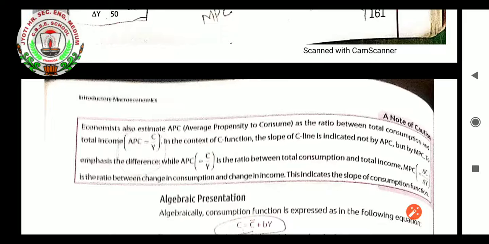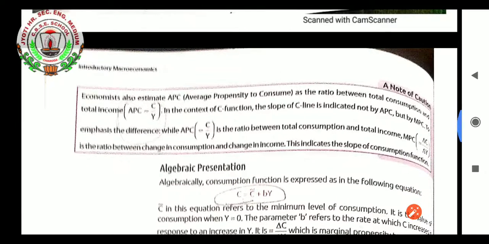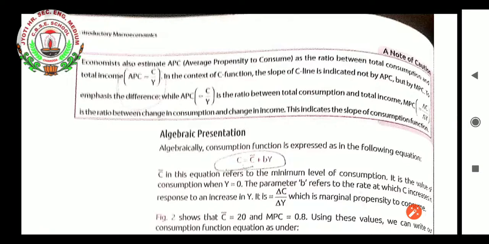A note of caution is given. Economists also estimate APC, average propensity to consume, which is different from marginal propensity to consume, as it is a ratio between total consumption and total income. That's why I explained to you, when we are taking marginal propensity to consume, we are taking the changes in C and changes in Y. But when the question asks to calculate average propensity to consume, at that time we will take total consumption upon total income. The formula will change. APC equals C upon Y, not the change in C upon change in Y.